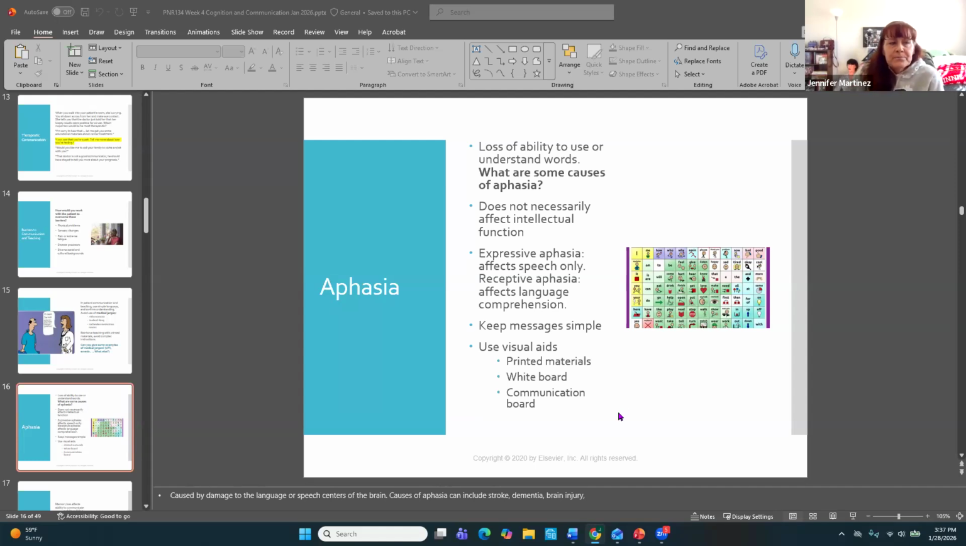Yes, Naomi. What would be an example of expressive aphasia? Not being able to communicate. I know it's not being able to express yourself, but how? Because they can't get the words out. Yeah, or they don't know the words. Okay, I see what you're saying now.